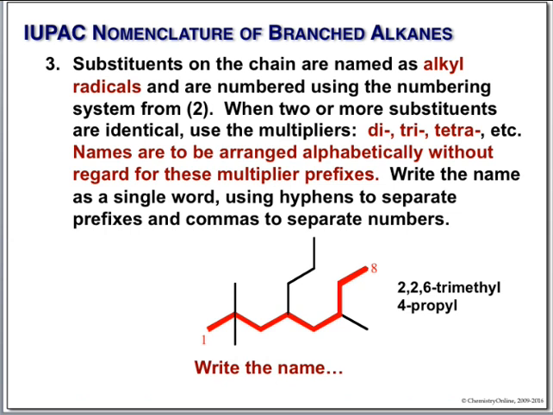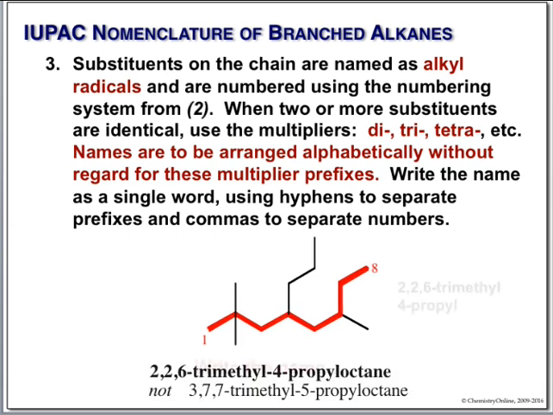The name is going to be based on octane. We're going to arrange these alphabetically. We don't care about the multipliers, so methyl comes before propyl. So we're going to start by calling it 2,2,6-trimethyl. We'll put a dash in and say there's a 4-propyl in there too. And this is all on an octane. 2,2,6-trimethyl, 4-propyl, octane.